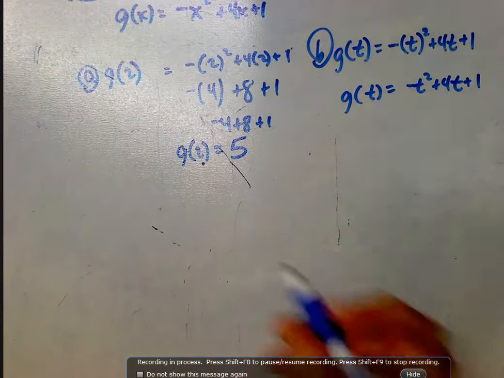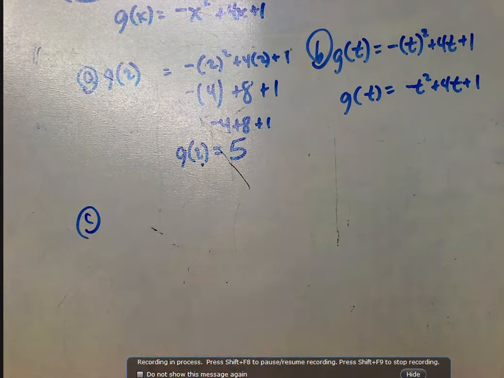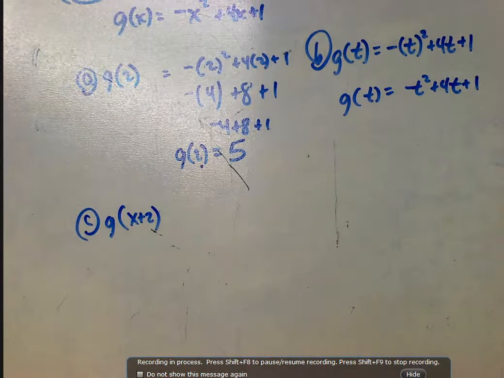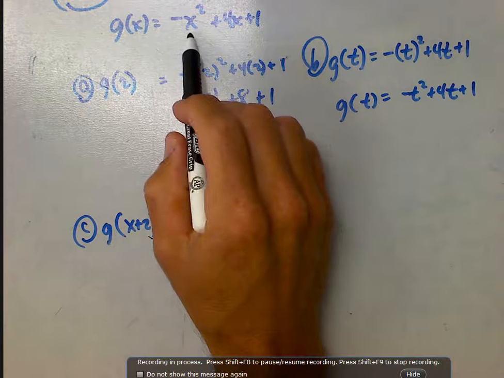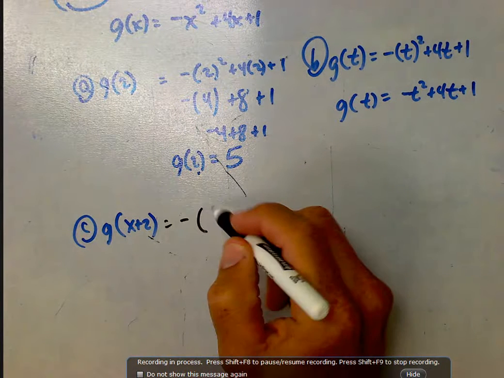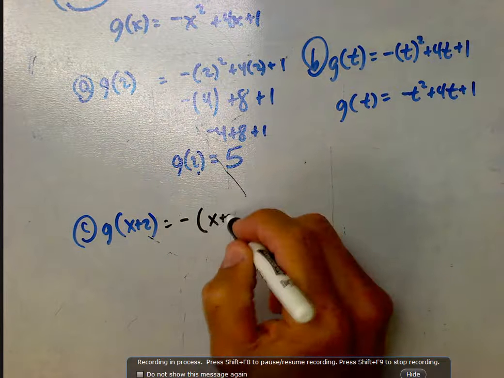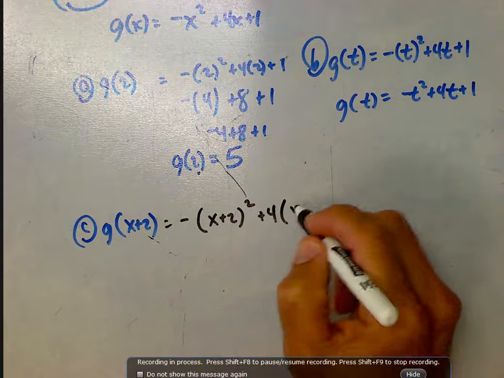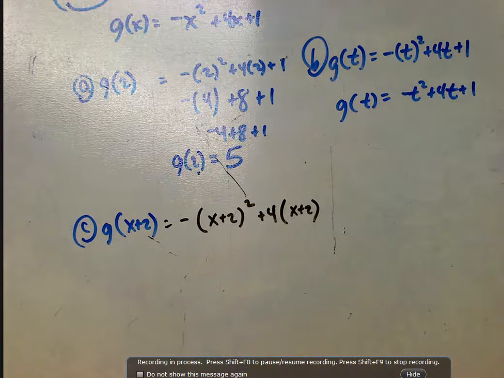For part C, it wants us to find g of x plus 2. And I'm going to do this in a different color. Tell the difference. So everywhere I see an x in the original function, I'm going to replace it with x plus 2. So it's going to be negative parenthesis, take out x, put in x plus 2, quantity squared, plus 4, take out x, put in x plus 2, and then plus 1.